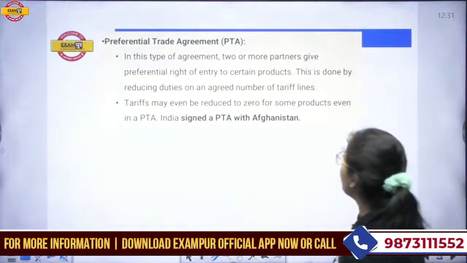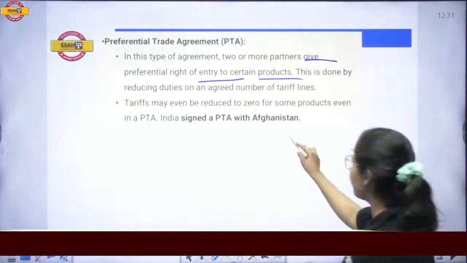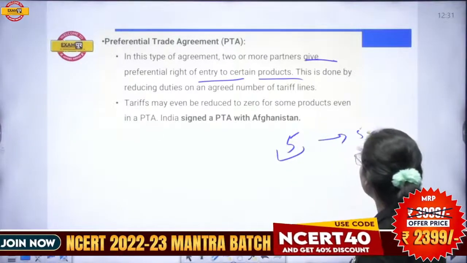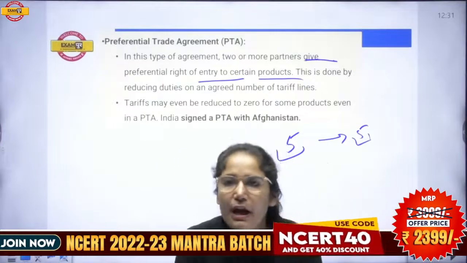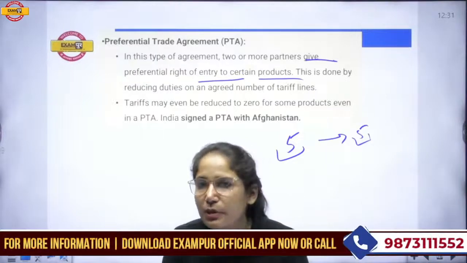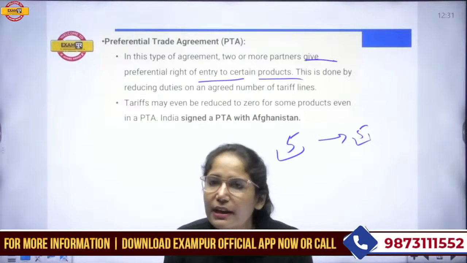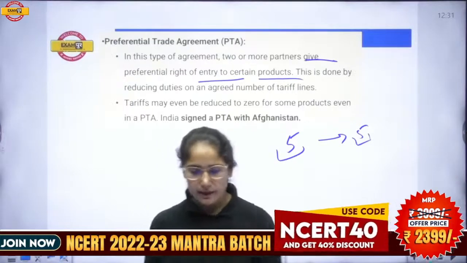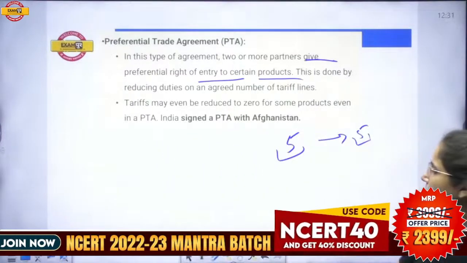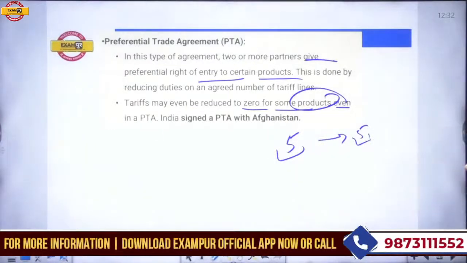Preferential trade basis: two or more partners give preferential right of entry to certain products. If I am giving preference for 5 products, you also have to give preference over 5 products or 4 products or 2 products. If I am making an agreement with UAE with preferential trade, you have to also give preference to me in any aspect related to your product. Tariff may be reduced and zero for some products, even in PTA, preferential trade agreements signed with Afghanistan.